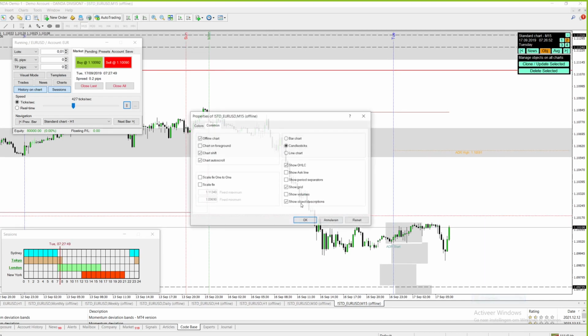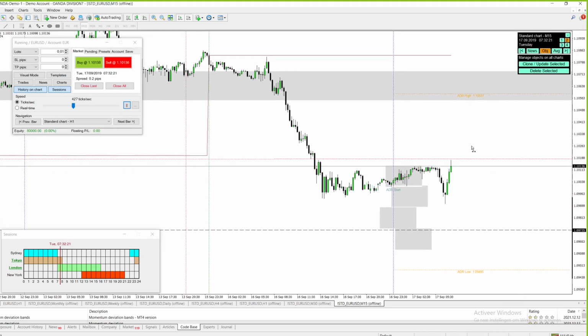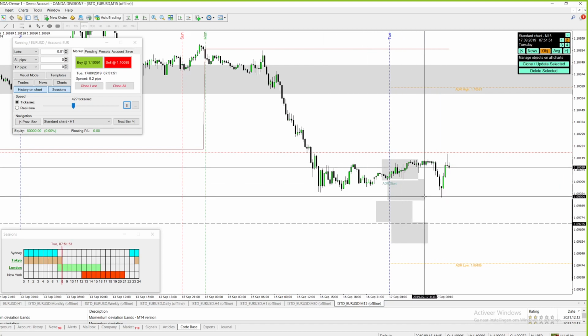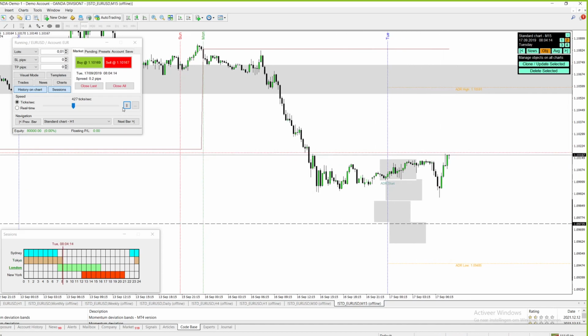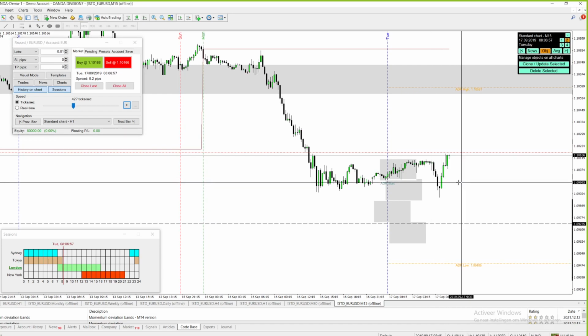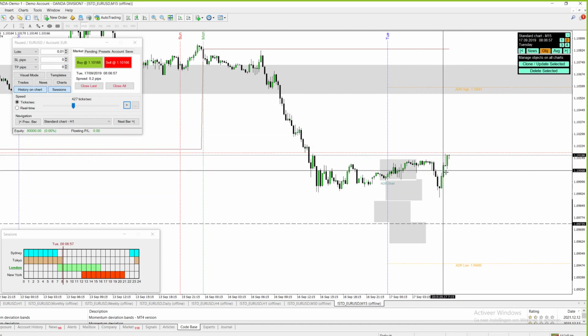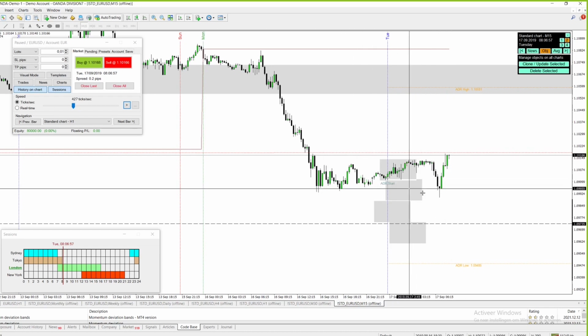So we broke the low of Asia. We took this liquidity, took the high of Asia. So actually we have the AMD model, I think, right now. So it wants to move higher. At least that's showing for me.